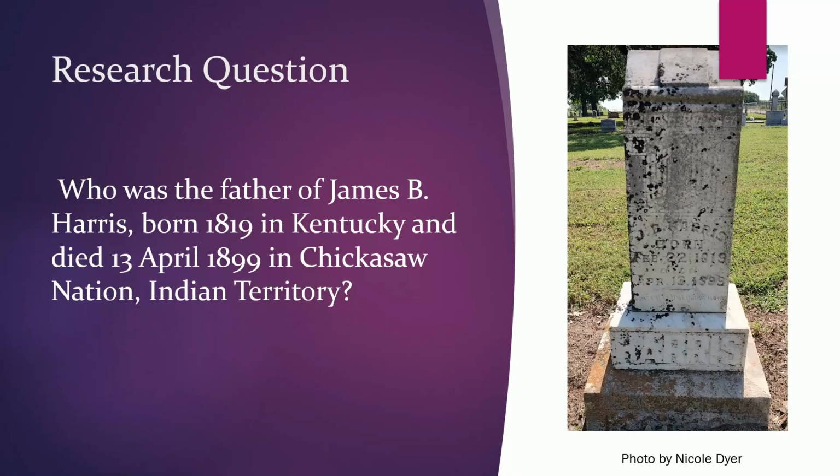For an example, let's do the research question of who was the father of James B. Harris, born in 1819 in Kentucky and died 13 April 1899 in Chickasaw Nation, Indian Territory. I took a picture of his grave when I visited Love County, Oklahoma, and this is that picture. So you can see J.B. Harris as he's listed there and his birth and death dates.